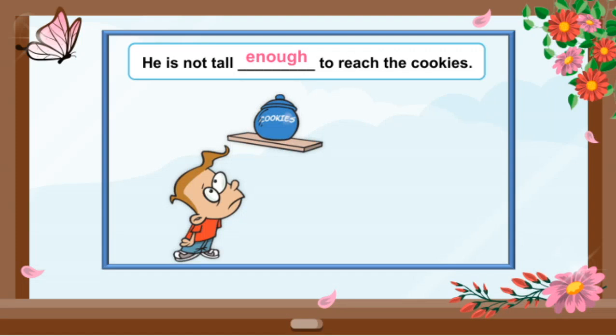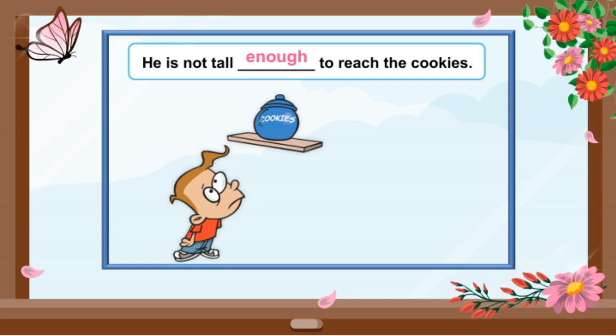All right, let's look at this sentence. He is not tall enough to reach the cookies. Now, what does this tell us? The key word here is enough. It's used to express that a certain quality or amount is sufficient for a specific purpose. In this case, being tall is the quality we're talking about, and it's not sufficient to reach the cookies.